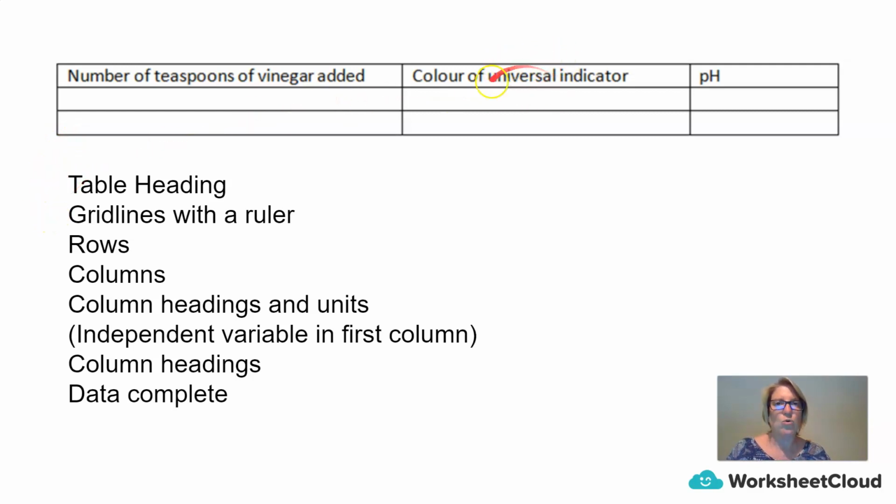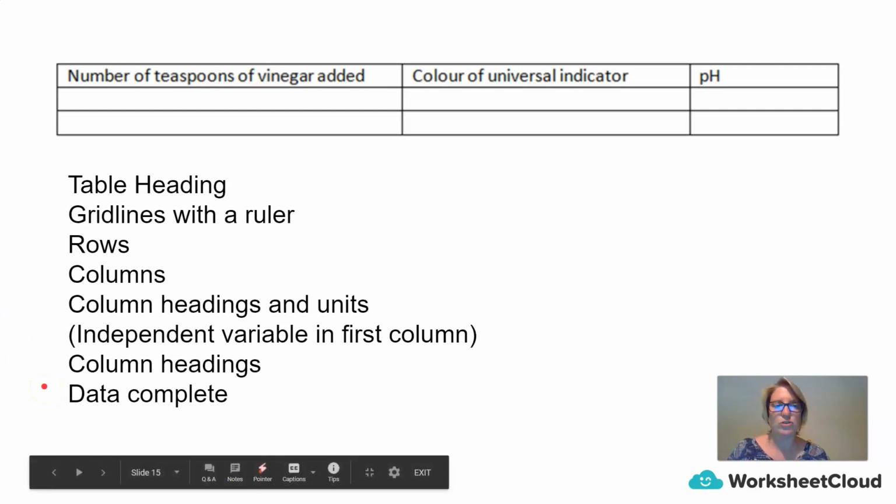I'd also like you to record the color of your indicator and, if possible, the pH. So please remember that you need to include your independent and dependent variable in this table. A reminder that the dependent variable are the results you are recording. So it's either going to be the color of the indicator that you are using, and if possible, you can match that with a pH. And then make sure that your data table is complete.